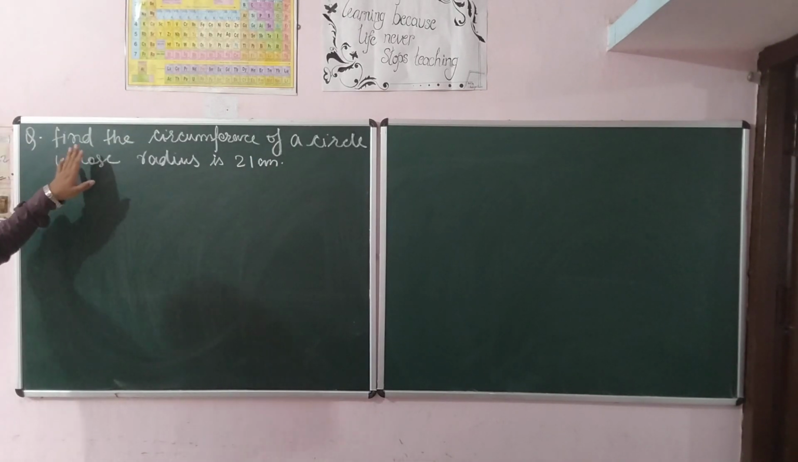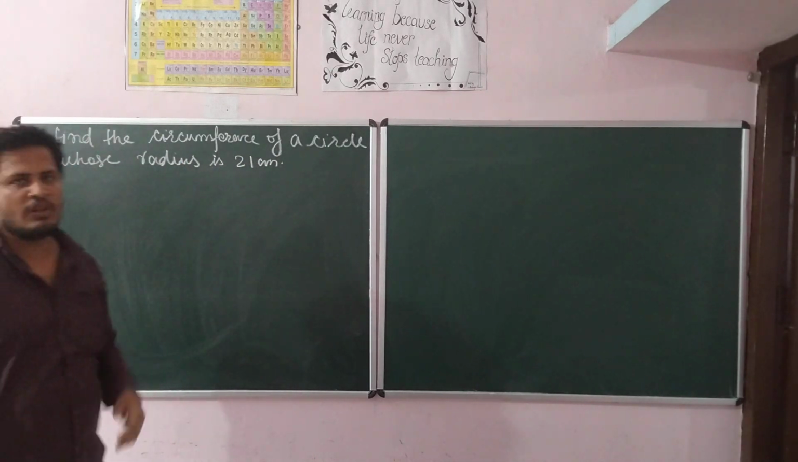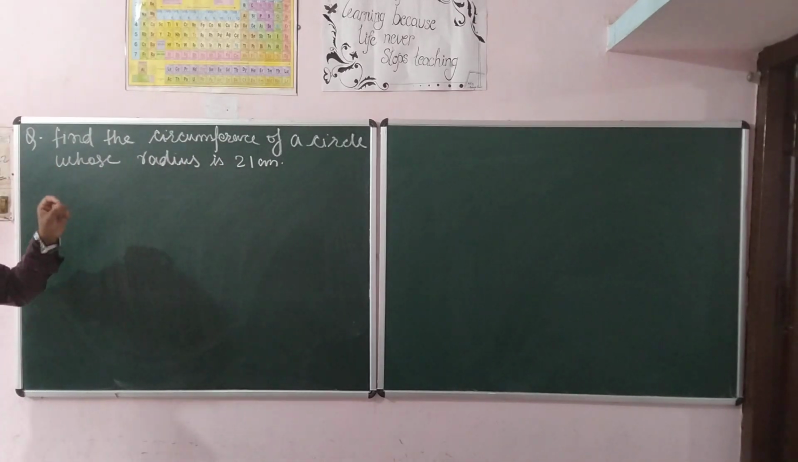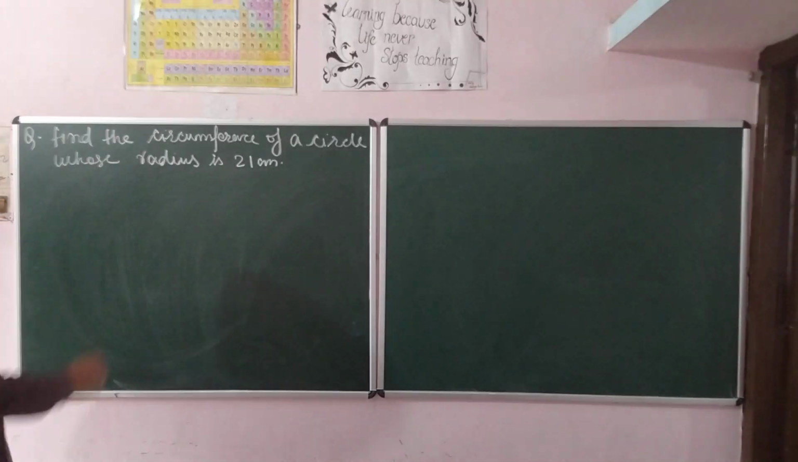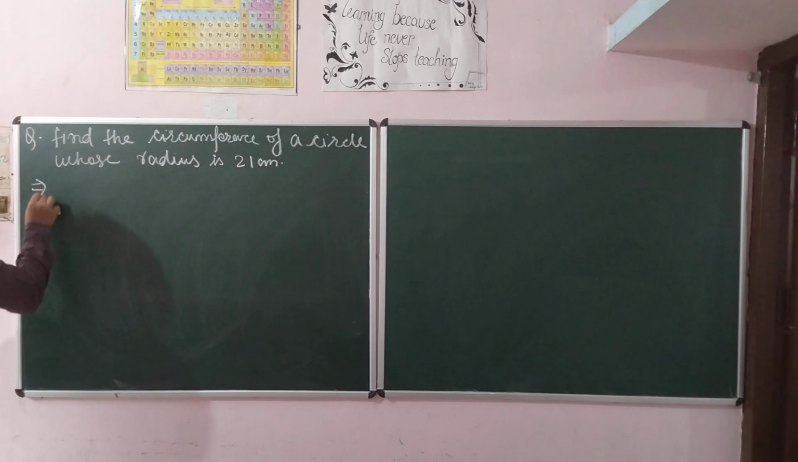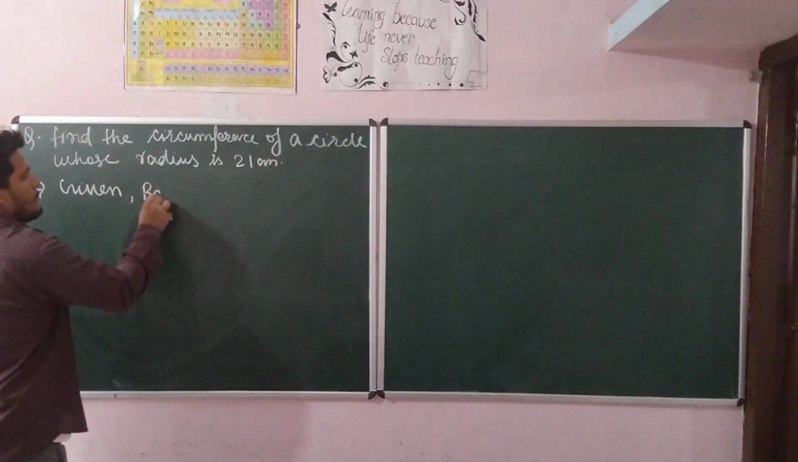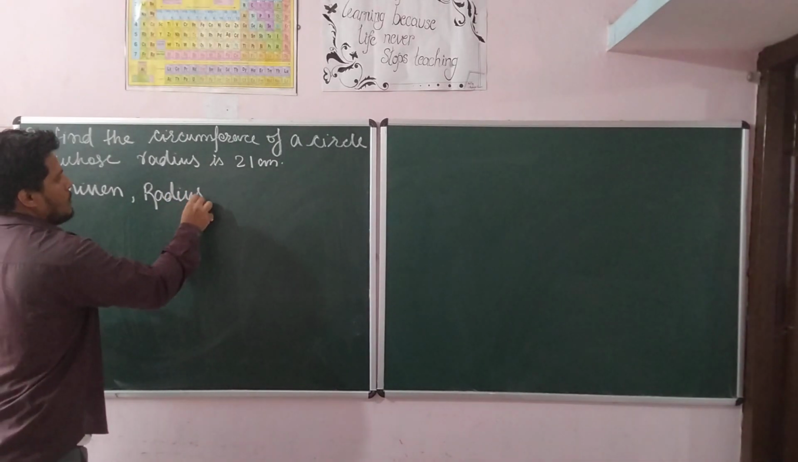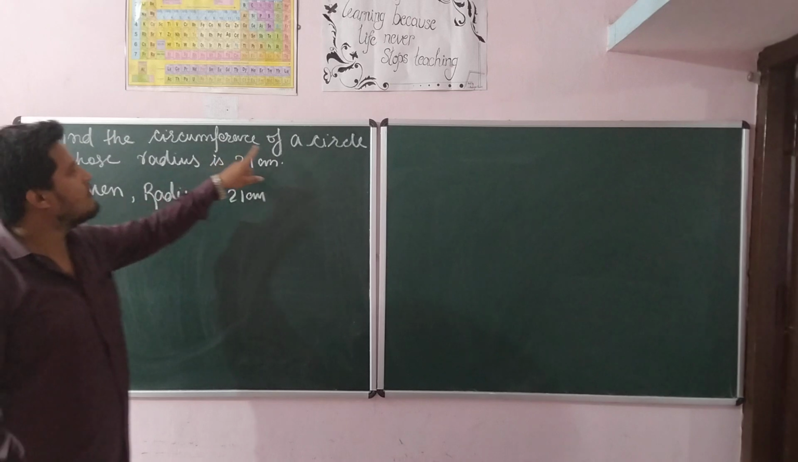Okay, now next question is find the circumference of a circle whose radius is 21 centimeter. So first of all, we have to write what is given. Here in this question, the radius is given and that is 21 centimeter. First of all, we write radius, that is 21 centimeter. Now we have to find the value of circumference of circle.